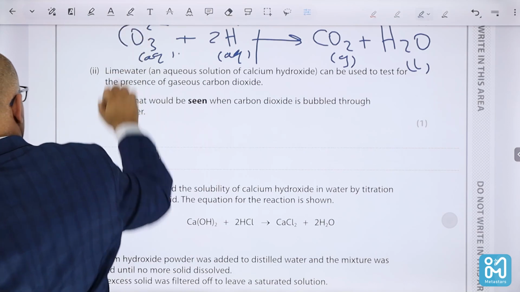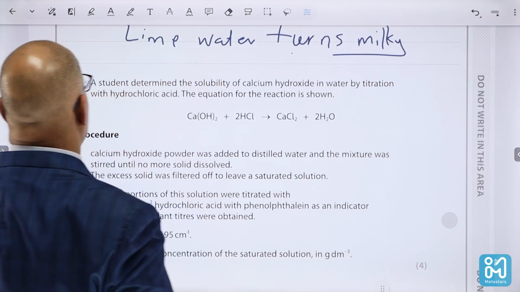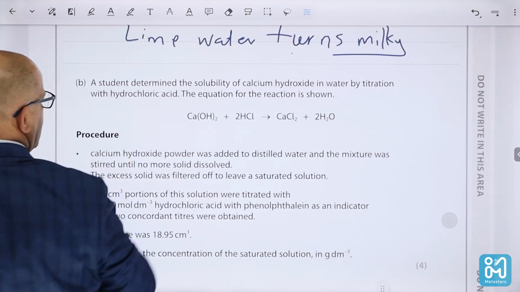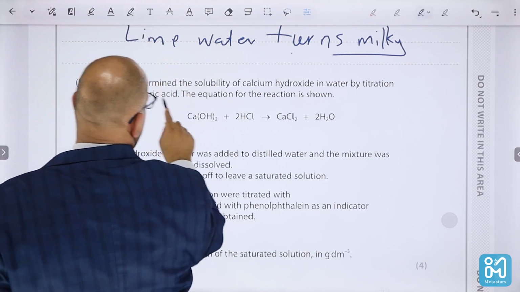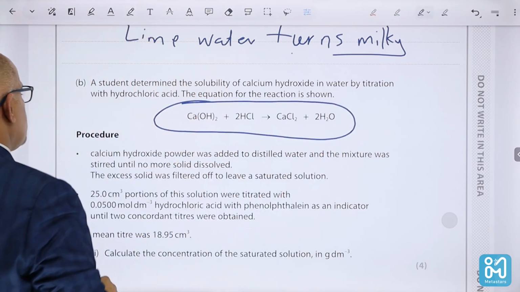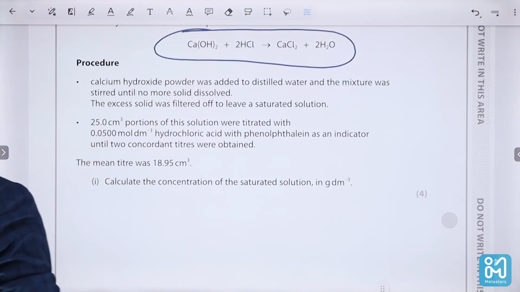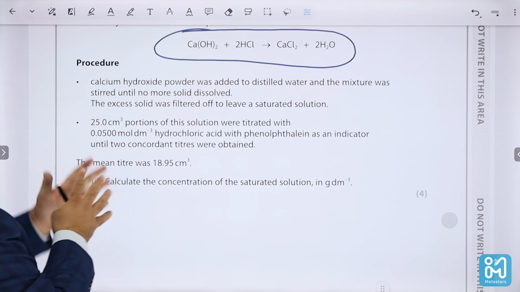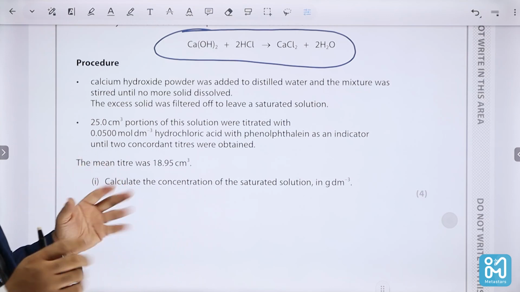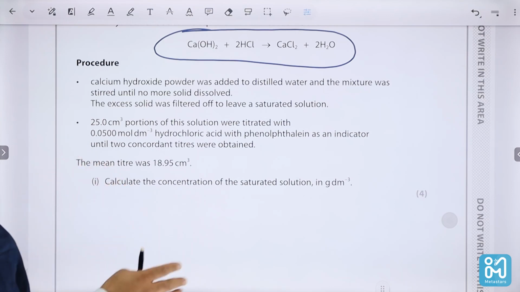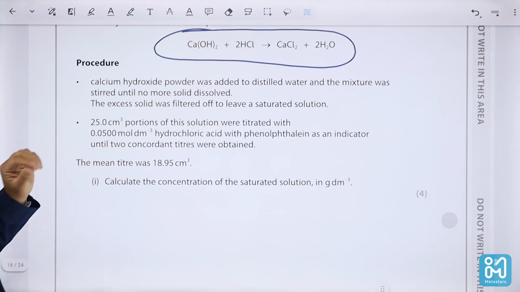Okay. Now students, determine the solubility of calcium hydroxide in water by the titration with hydrochloric acid. The equation for the reaction is shown as follows. This is the equation. The procedure: calcium hydroxide powder was added to the distilled water, and the mixture was stirred until no more solid dissolved. The excess solid was filtered off to leave the saturated solution.